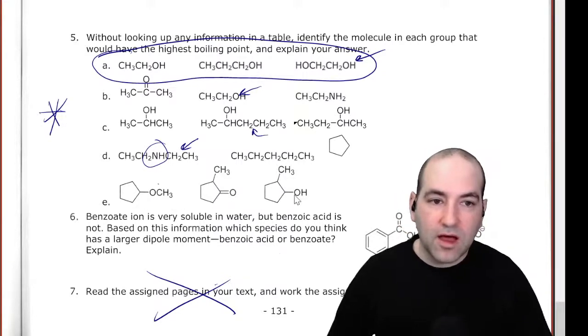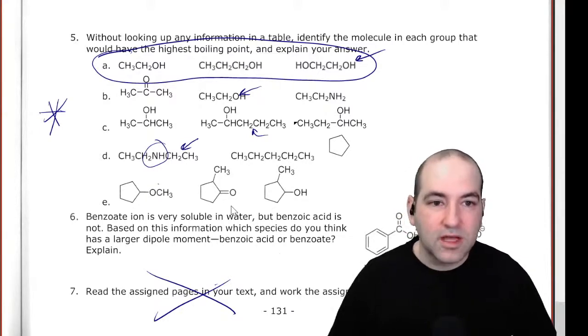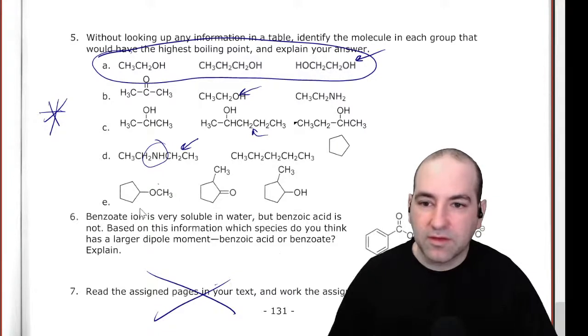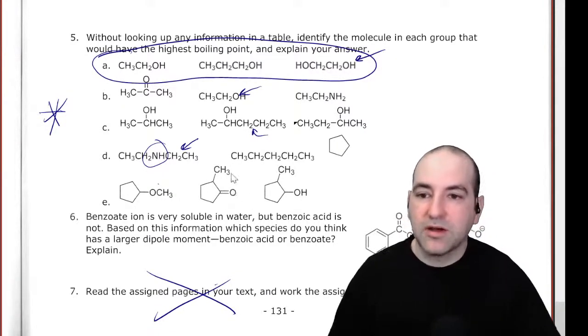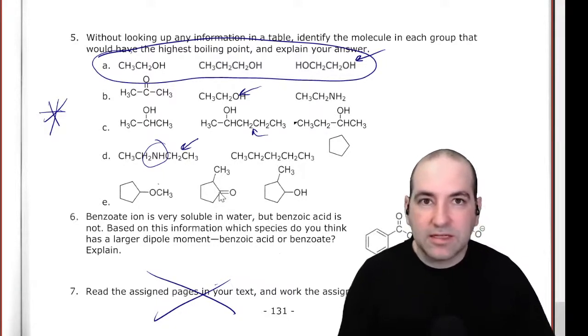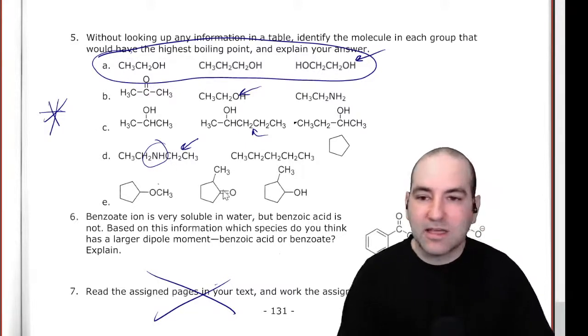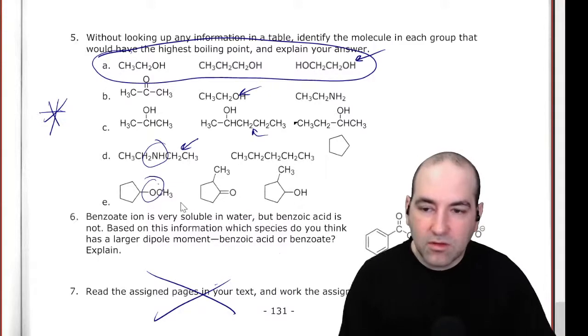Same thing with E. We have 3 molecules that actually all have very similar formulas. They're almost going to be the same. In fact, the one on the left and the one on the right do have the same formula. The one in the middle is just missing a hydrogen. So we can't compare those by size because they're all the same size. We want to look at the functional groups again. So this is an ether, this is a ketone, and this is an alcohol.